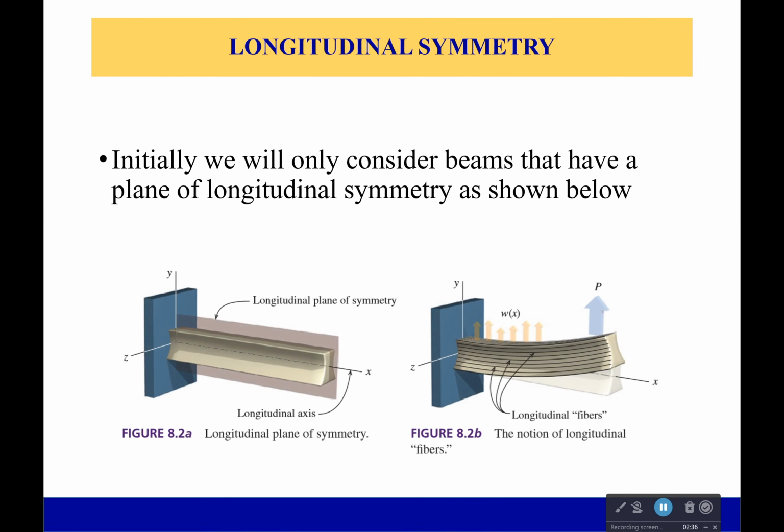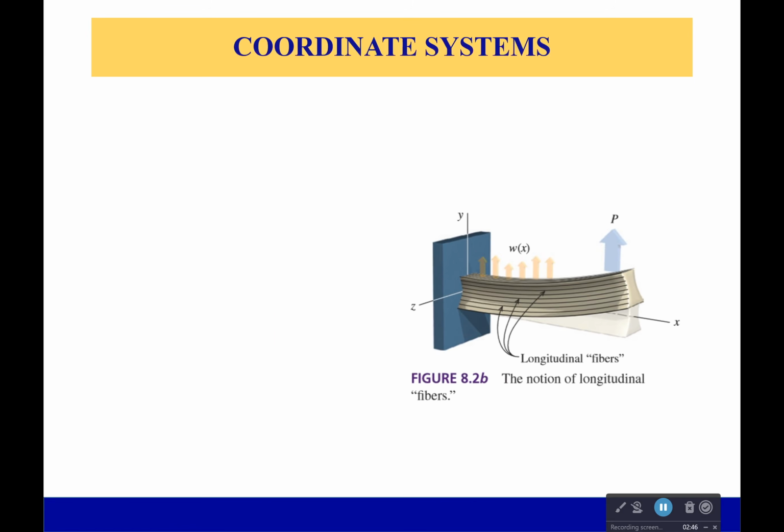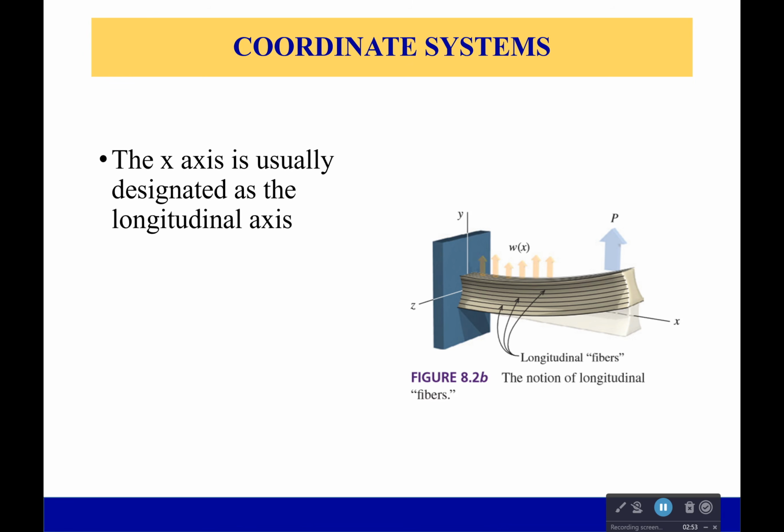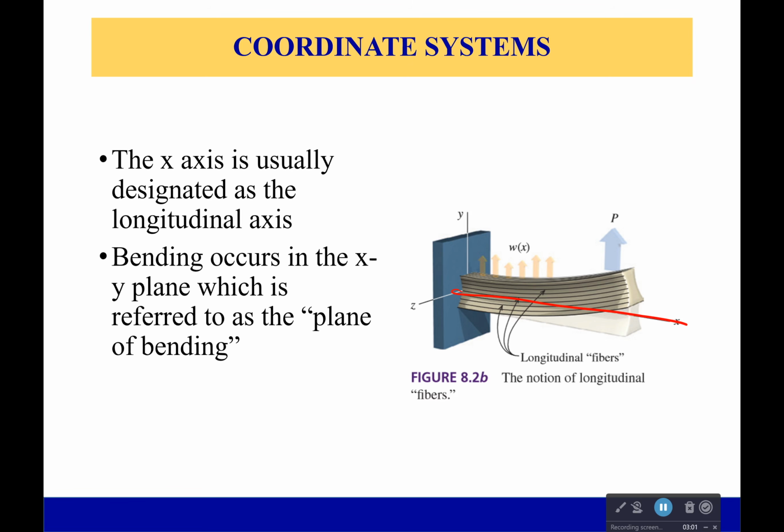Now, initially, we're only going to consider beams that have a plane of longitudinal symmetry. Okay? That simply means that if I divide it in half, I see the same thing on both sides. Now, we have to come up with a coordinate system, which is usually going to be at the base of our beam. And that x-axis is usually designated as the longitudinal axis. When you say longitudinal, think long. It should help you there.